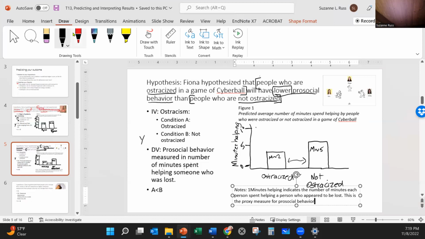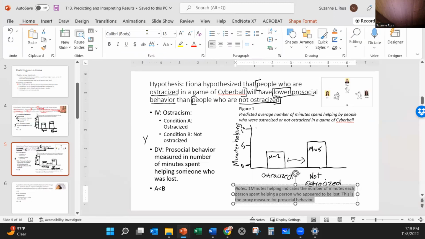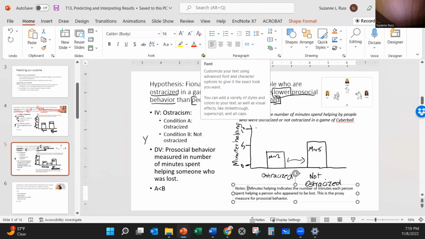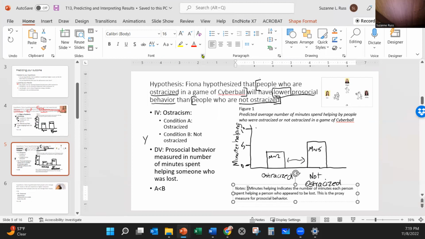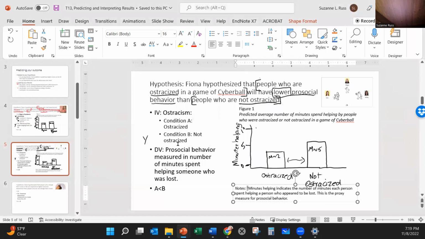All right, now I've clarified this, but let's do a little something else. This is just a note, so we're going to make it a smaller text because it shouldn't be as large as the title. So there I've just shrunk the text. We're going to turn this 1 into superscript by going to the font, the arrow on the lower right corner of font, and clicking superscript. And now I have that indication that it's a footnote.